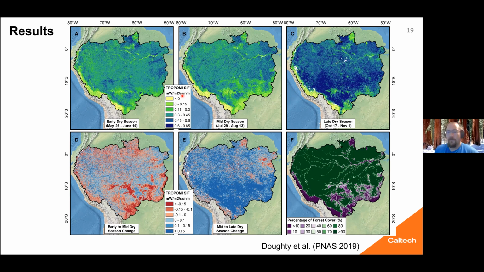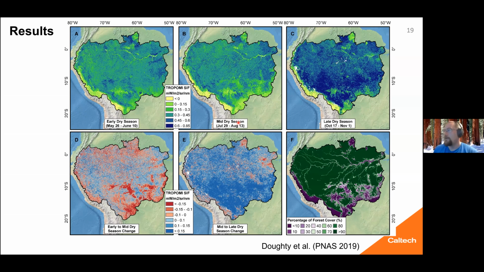And we divided the dry season up into three parts. We divided it into the early dry season, mid dry season, and late dry season. And I should say that these are loose definitions because the dry season is different across the Amazon. The Amazon has a precipitation gradient. So this is not a hard and fast rule for the entire Amazon, but we needed to come up with some sort of threshold for the basin scale.